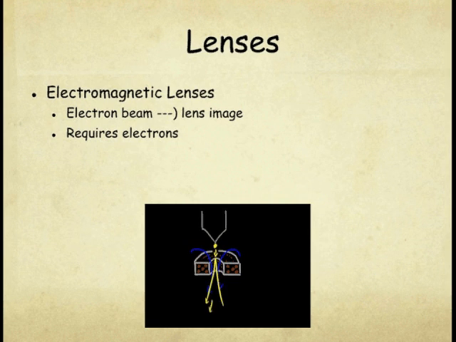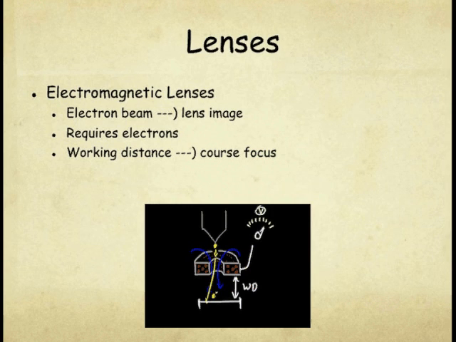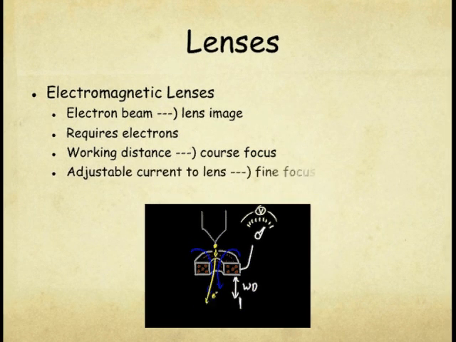Lastly, changing the distance between the sample and the objective lens does not change its magnification. It simply changes the focus. In other words, coarse focus is done by moving the sample closer or farther from the electromagnetic lens, and fine focus is actually done by adjusting the current that is sent to the last lens that the electron beam passes through before interacting with the sample.